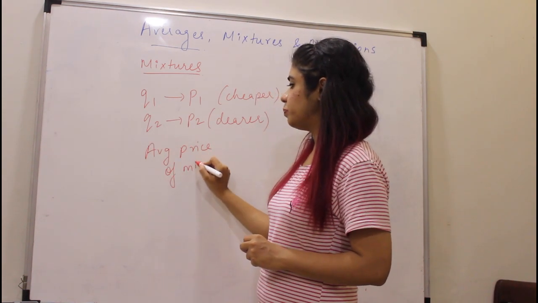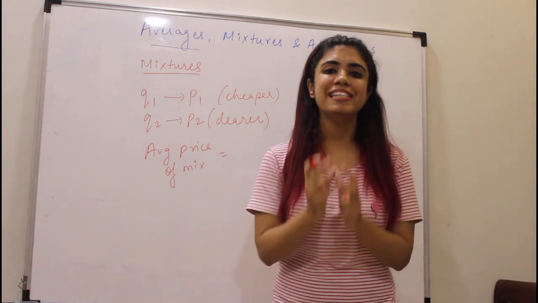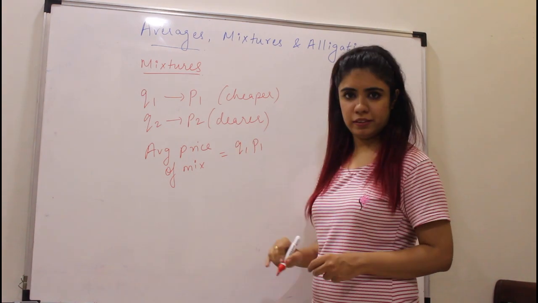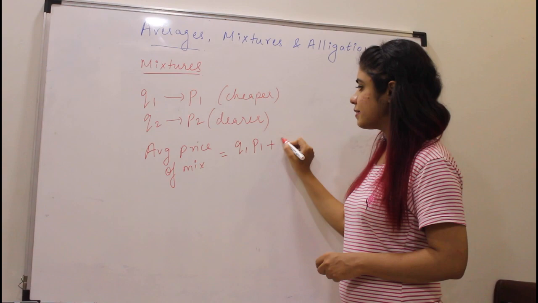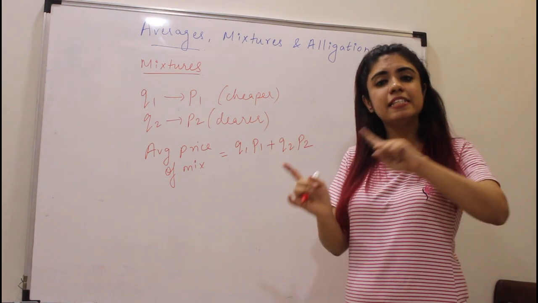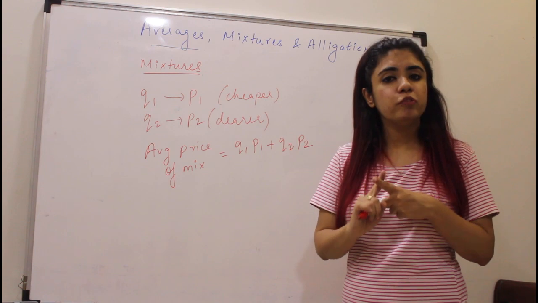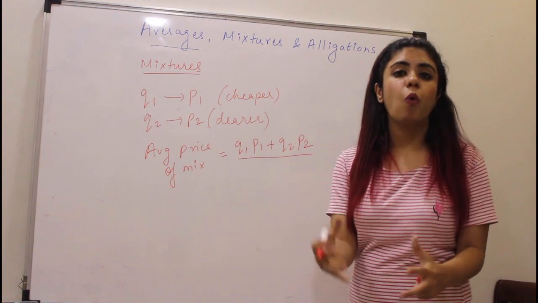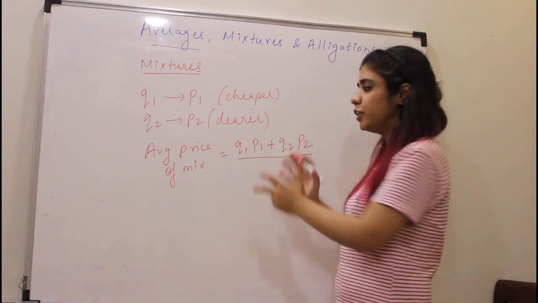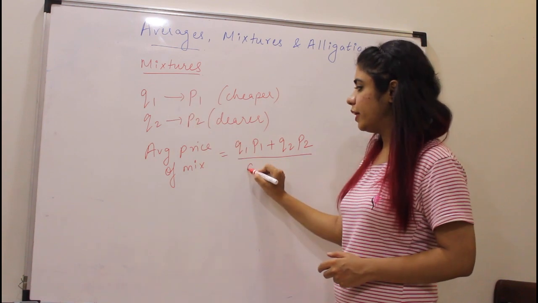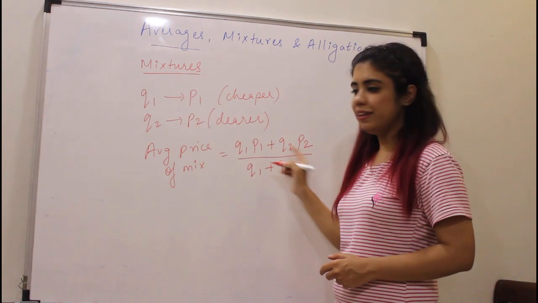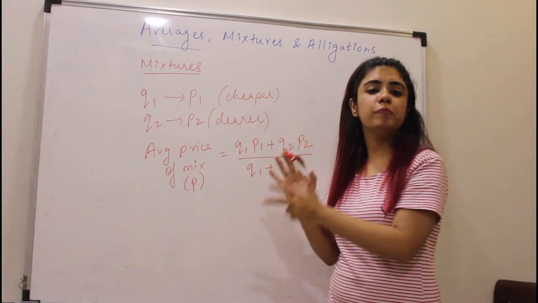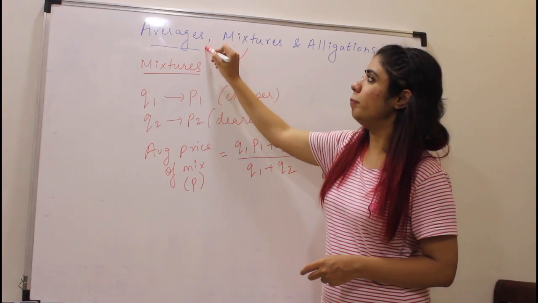So average price of the mixture will be your total sum. Total sum in this case would be Q1 P1 plus Q2 P2. Like it is the same as weighted average. Just instead of number of students and height, we have quantity and price. Upon the total quantity. वहाँ पे था number of students. Here you have the total quantity. So the total quantity will be Q1 plus Q2. This is the average price of the mixture P. ठीक है? So this is your concept of mixtures which is derived from averages.